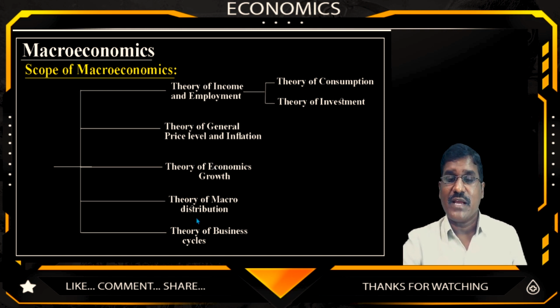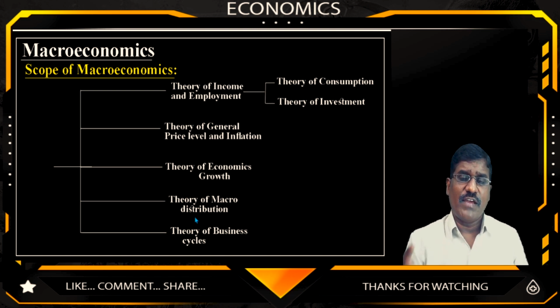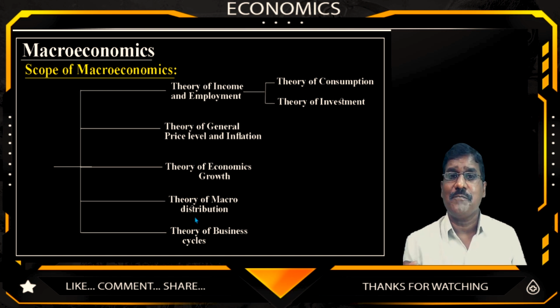Then the theory of macro distribution. Yes, macro distribution: land, labor, capital, organization. How the factors are priced, factor pricing, getting the income in the form of factor pricing: rent, wages, interest, and profits. So this also deals with macroeconomics.